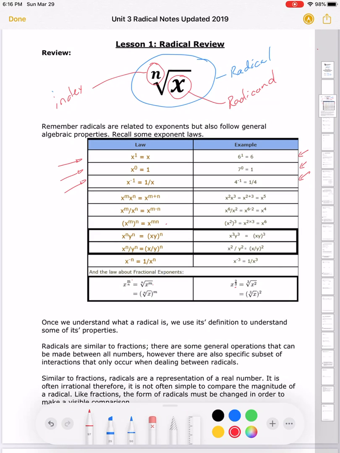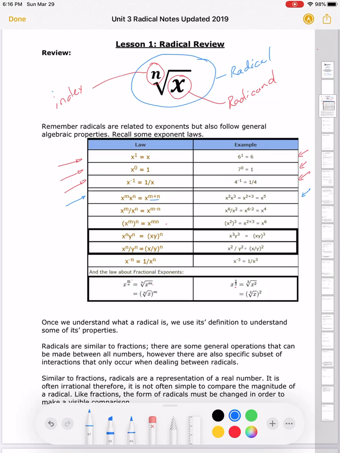Then we look at some of our other laws. We have the product rule. If you have two exponents multiplied by each other and they have the same base, we add the exponents. So x to the m times x to the n becomes x to the m plus n. Similarly, here's an example, x to the 2 times x to the 3 would be x to the 2 plus 3, or x to the 5. You can add those together.